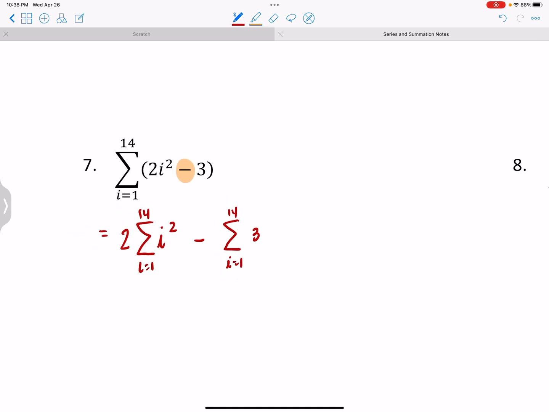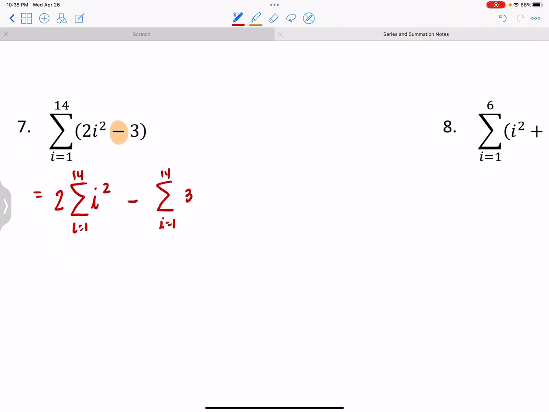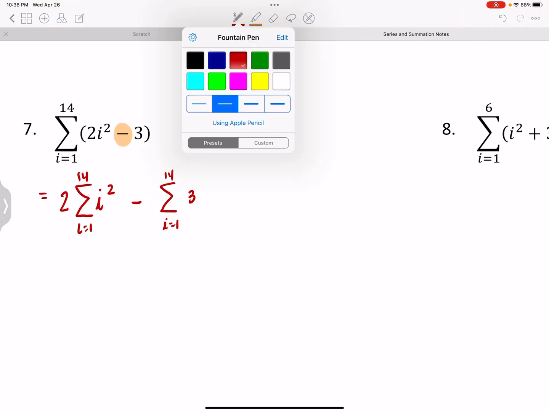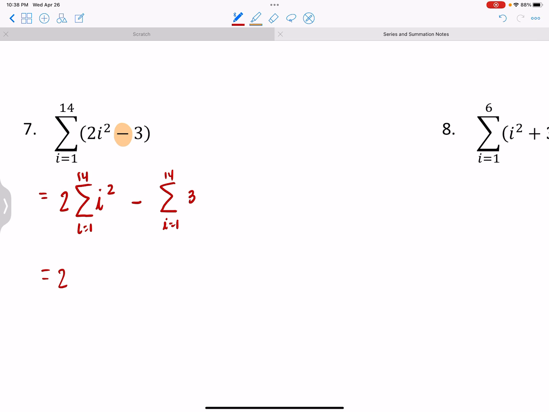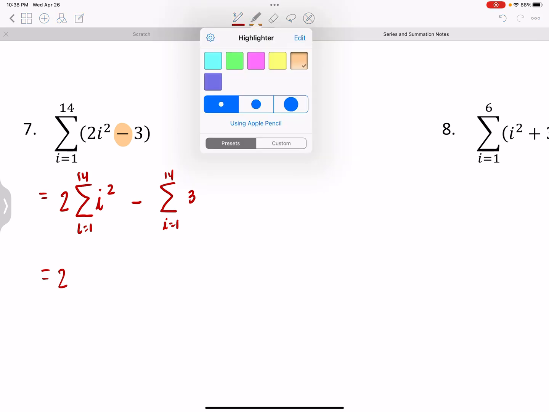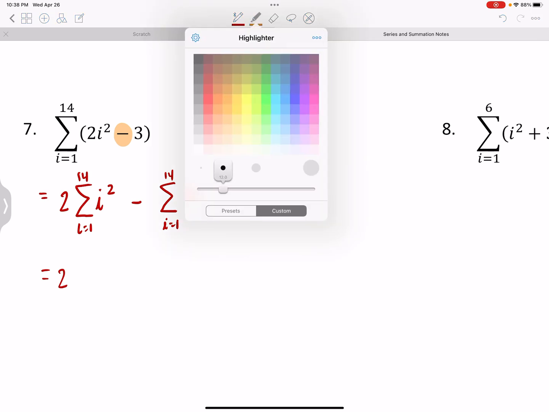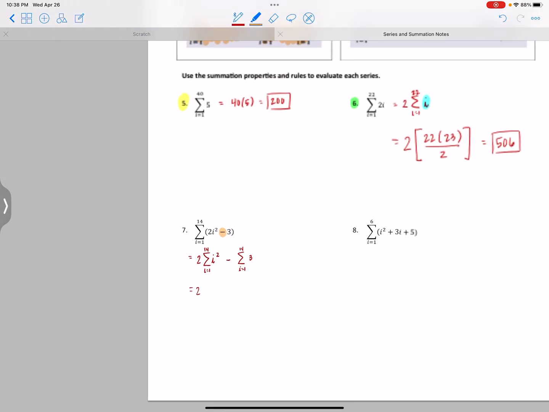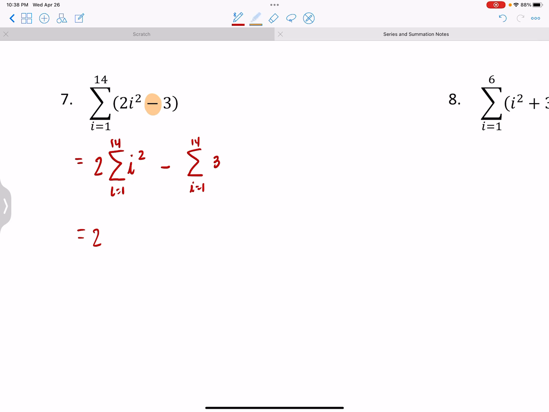Okay, so I separated that out. And now a couple things. This will be 2 times... I'm going to run low on colors here. Let's pick another... Did I use pink? I feel like I did. No, I did not. But I don't like that pink.